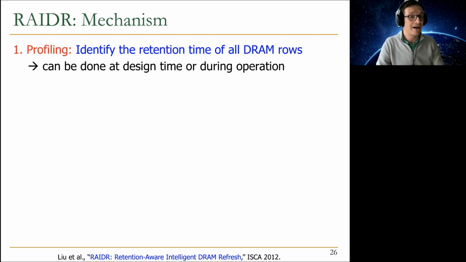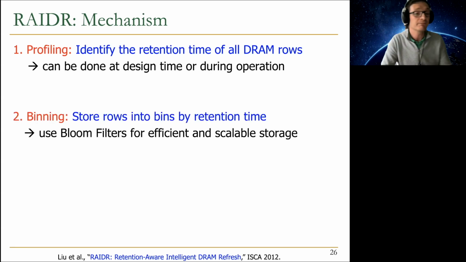So first you need to profile and get that profile. Identify the retention time of all DRAM rows. This can be done at different times, design time, or during operation even. You can incrementally figure out the retention time of DRAM rows and store them somewhere. And the second is binning. You can store rows into bins by retention time.